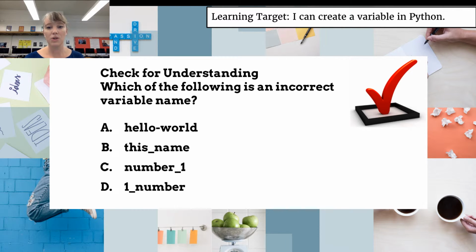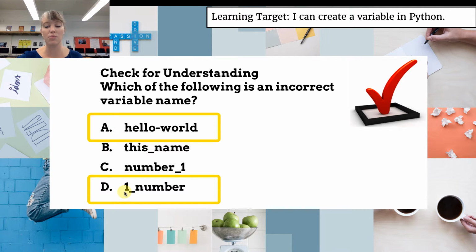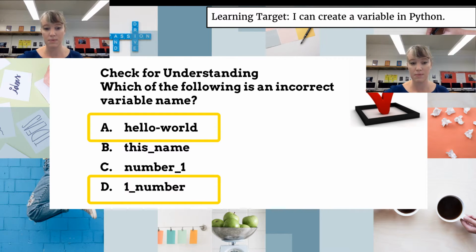Okay, so hopefully you have thought about this check for understanding for what we just talked about with variable names, and you've come up with an answer. Now there are multiple answers here. Which of the following is an incorrect variable name? Well, A is incorrect because it uses a dash and not an underscore. B is correct, so you should not have chosen B. C is correct because it's letters, numbers, and underscores. And D is an incorrect variable name because it starts with a number. So the answers here are A and D because those are both incorrect variable names.